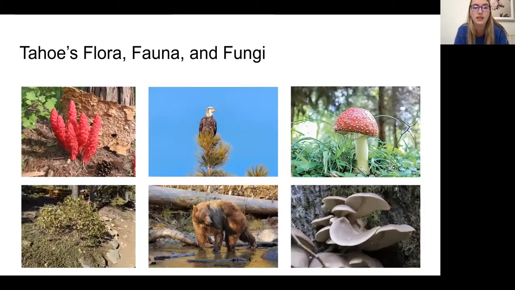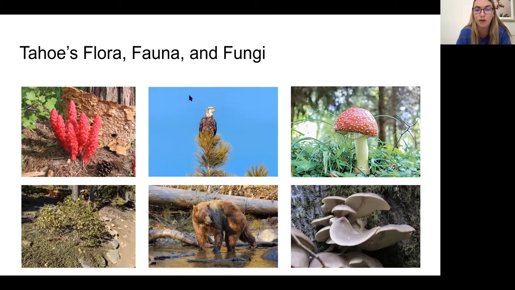And so on this slide, I just have a couple of examples of some Tahoe flora, fauna, and fungi. On the left, we have examples of Tahoe's flora, which is different types of plants that we see in the forest. You can see this red plant right here is a snow plant. They're very unique because they are bright red rather than traditional green that we associate plants with. Below that, we have our manzanita bush. It's our most common bush or shrub that we find in the understory of our forests here in Tahoe. It's called the greenleaf manzanita.